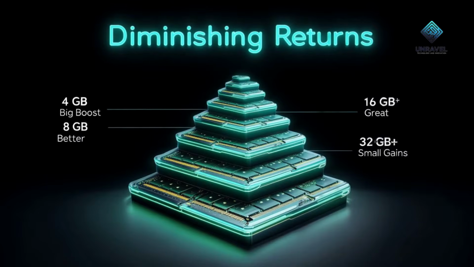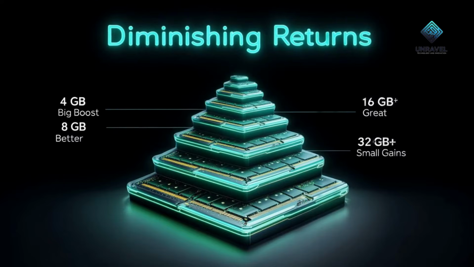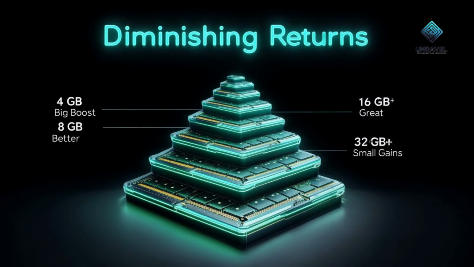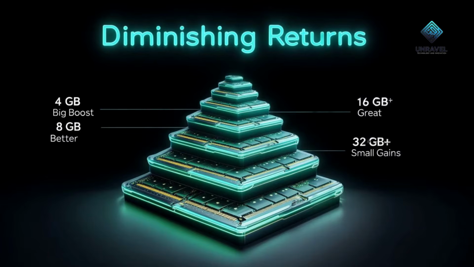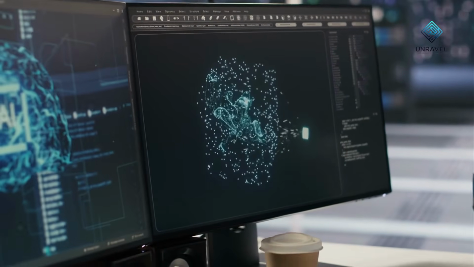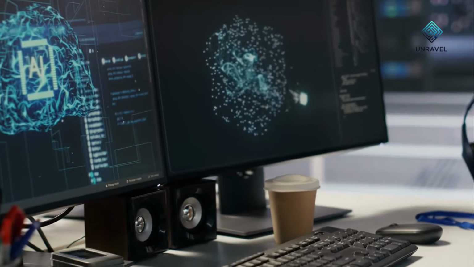And then there's the law of diminishing returns. Jumping from 4 to 8 GB can make a huge difference. Moving from 8 to 16 is great for gamers and creatives. But beyond that, most users won't notice unless they're running highly specialized workloads.